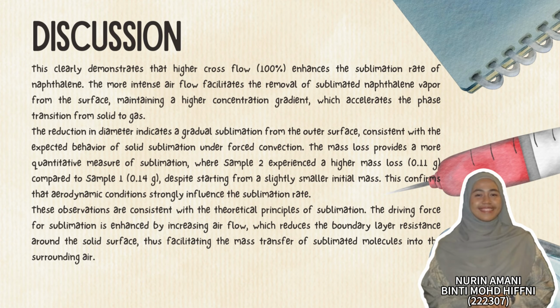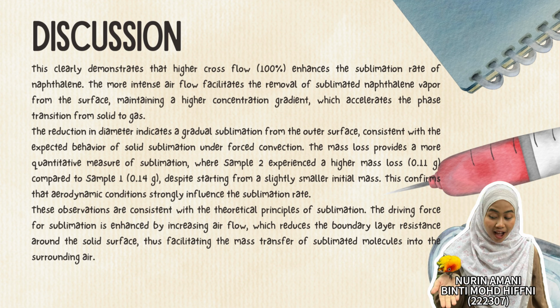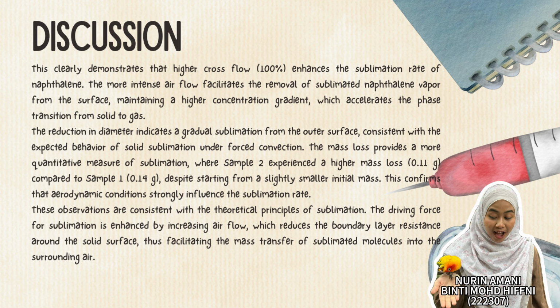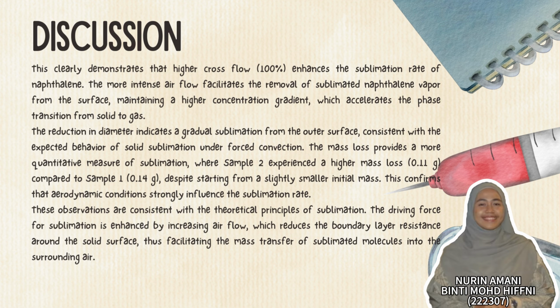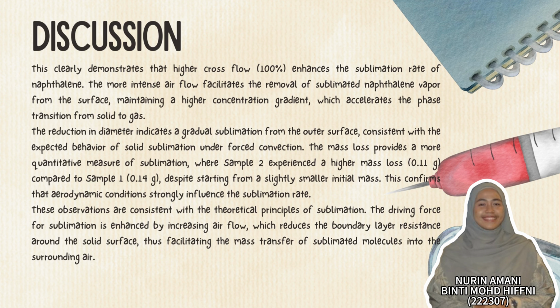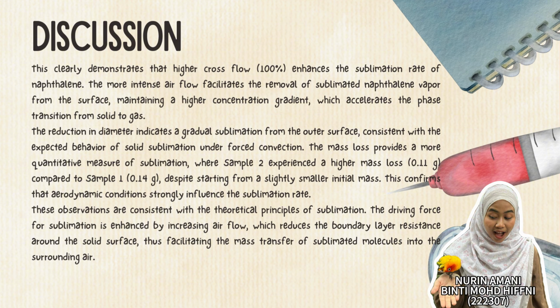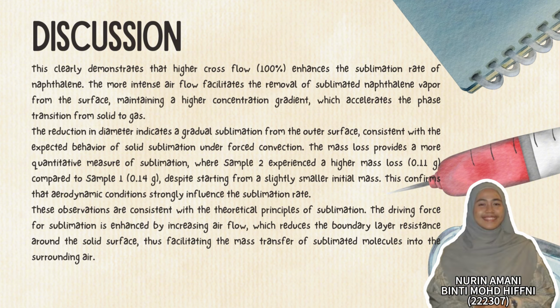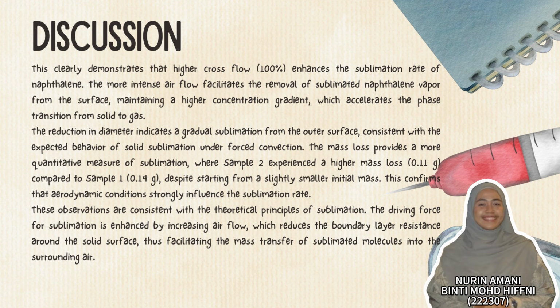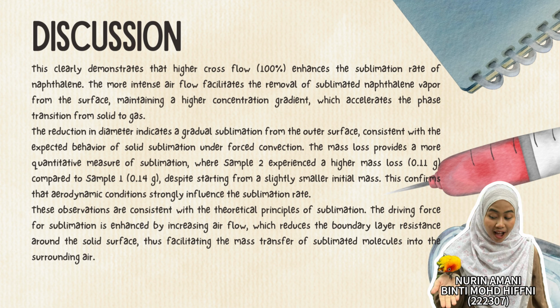This clearly demonstrates that higher cross-flow enhances the sublimation rate of naphthalene. The more intense airflow facilitates the removal of sublimated naphthalene vapor from the surface, maintaining a higher concentration gradient, which accelerates the phase transition from solid to gas. The reduction in diameter indicates a gradual sublimation from the outer surface, consistent with the expected behavior of solid sublimation under forced convection. The mass loss provides a more quantitative measure of sublimation, where sample 2 experienced a higher mass loss compared to sample 1, despite starting from a slightly smaller initial mass. This confirms that aerodynamic conditions strongly influence the sublimation rate.